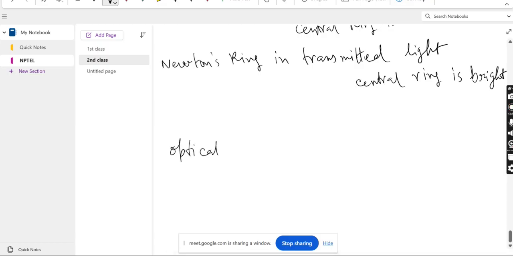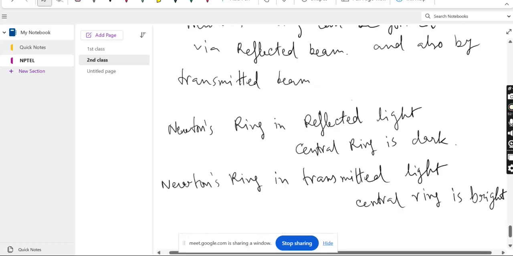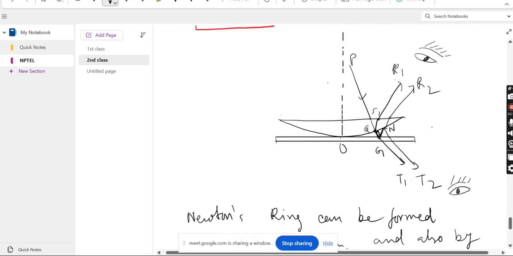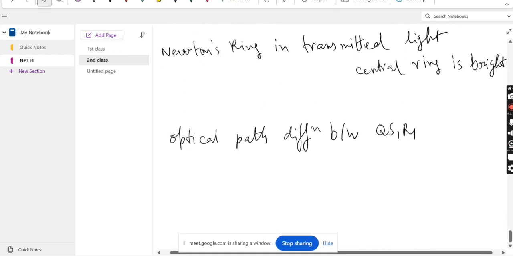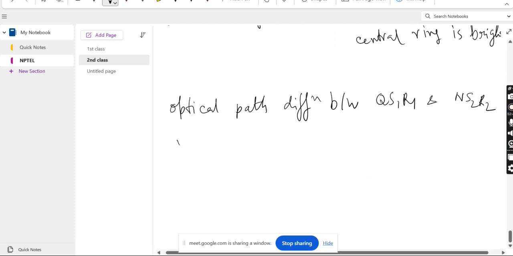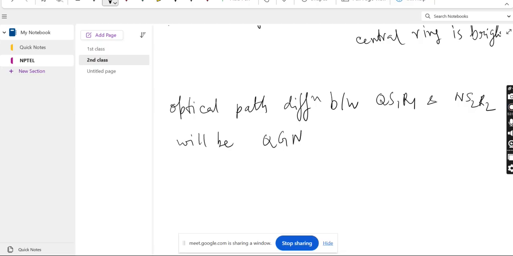Optical path difference between Q S1 R1, here we say this is S1 and this point is S2, and Q S2, or it will not be Q, it is M. M S2 R2 will be 2ND plus minus lambda by 2.